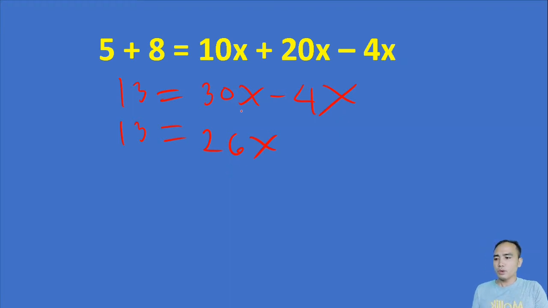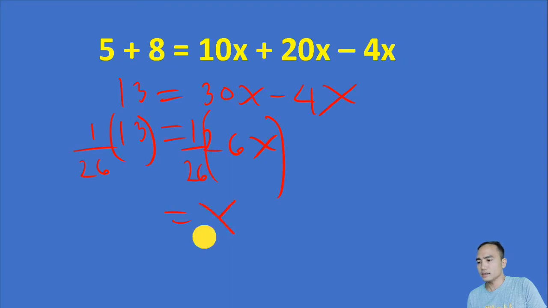And then we want to remove 26 from x. Therefore, we need to do the multiplication property of equality. That is by getting the reciprocal of 26, which is 1 over 26. Multiply 1 over 26 to both sides. Okay, so this is 1 or just x here, and then 1 times 13 is 13 over 26.